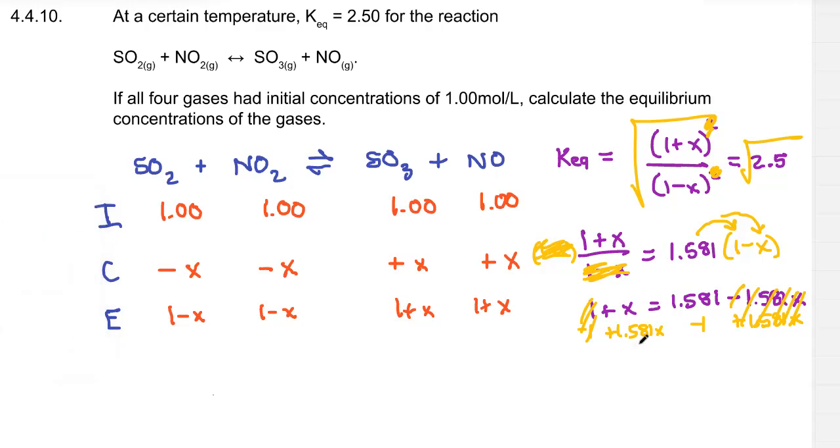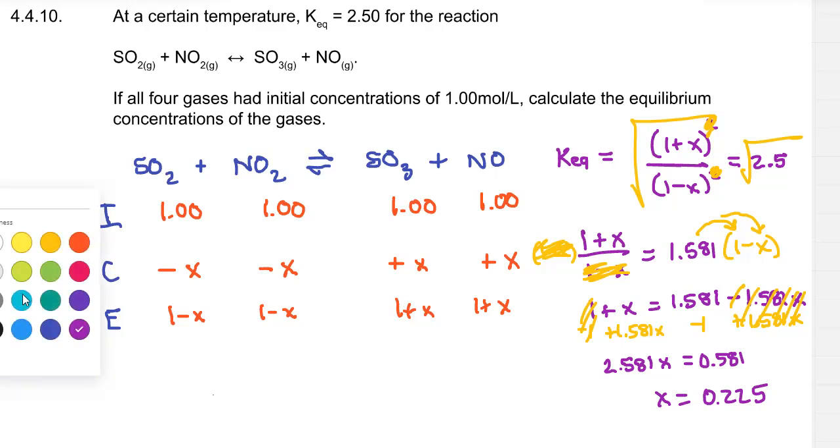And what do we get here? 1x plus another 1.581x is 2.581x. And 1.581 take away 1 is 0.581. Divide both sides by 2.581, and I get x equals 0.225, which is not the answer. Don't let up too soon. Don't trip at the finish line.